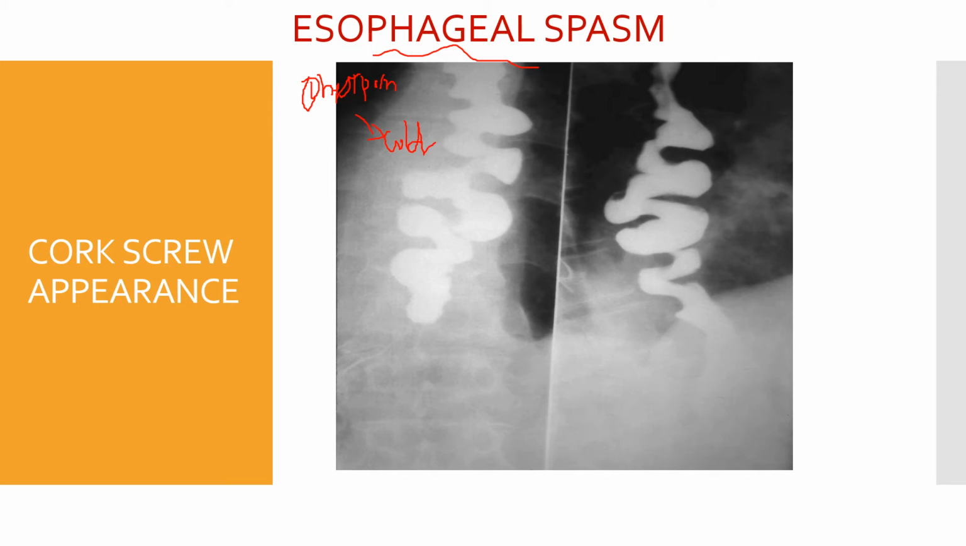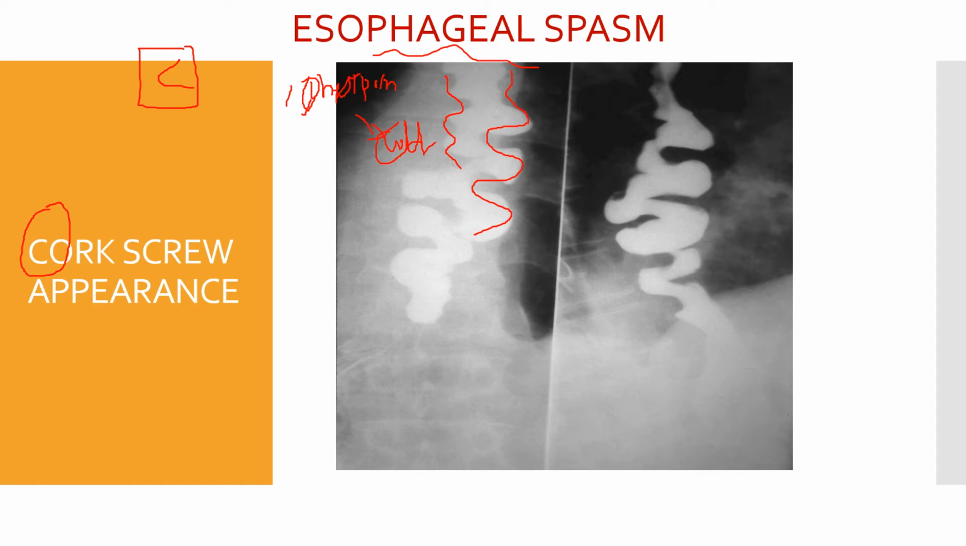Again, as I said, in esophageal conditions we do barium studies, and here in barium studies there is a peculiar appearance. So this is the appearance, and it is known as the corkscrew appearance. It is very easy to remember, as most of the features start with C. In esophageal spasm, one presentation is chest pain, which starts with C. It is precipitated by cold liquid, that also starts with C, and the appearance also starts with C. So: chest pain, cold liquids, and corkscrew appearance.